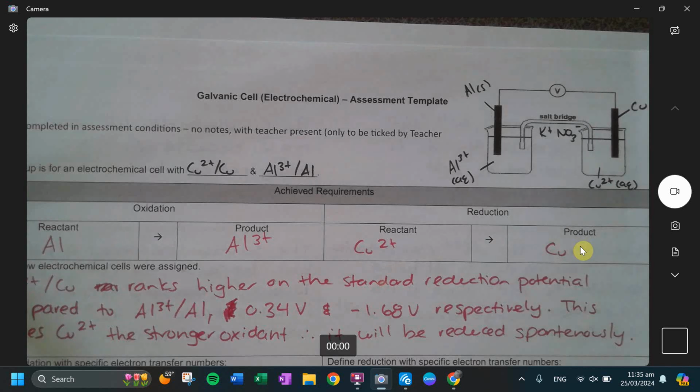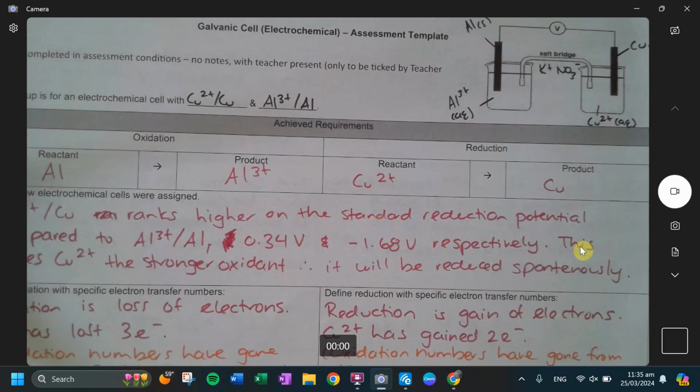If you get these the wrong way around, it's an automatic not achieved. I can't even give you a resub because that's a pretty major error. So watch out for that. Make sure you're assigning it the right way around. Very different from how you did the electrolytic. So that's why I want to remind you of that.